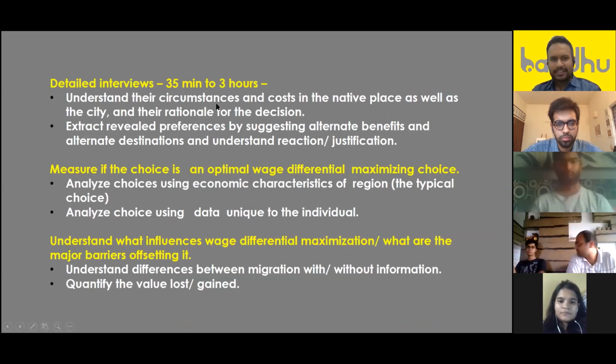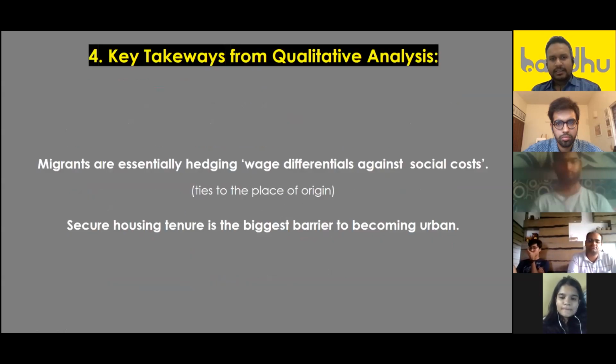Of course, I talked about the interviews. I also look at where they migrated from to where they went, their destination. What are the economic characteristics of the source region, the destination region, and also data unique to the individual, which I picked up through personal interviews. And then, of course, you understand the differences between migrating with or without information and quantify what value was gained or lost in the process.